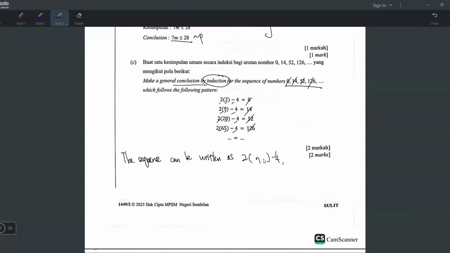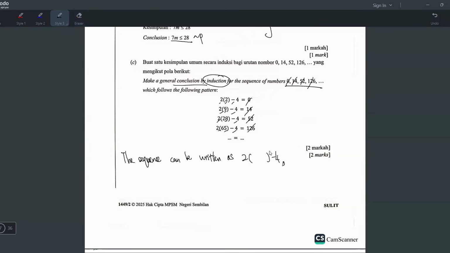But you have to make sure that this n has to be 0, 1, 2, 3 or 1, 2, 3, 4. Your n has to be 0, 1, 2, 3 or 1, 2, 3, 4. But for this case, it's 2, 9, 28, 65. So we have a problem.